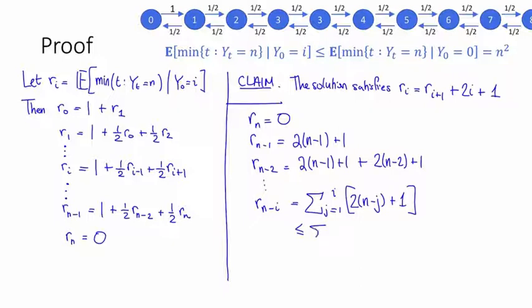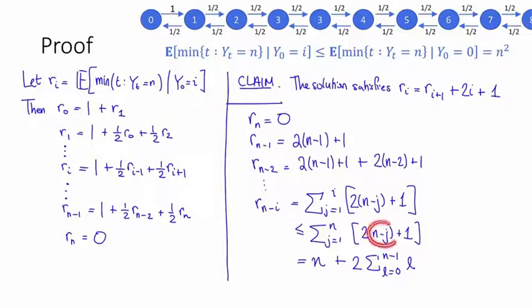This is at most the sum from j equals 1 to n of 2 times (n minus j) plus 1. And simplifying, this is equal to n, that's pulling out this one term here, plus 2 times the sum from L equals 0 to n minus 1 of L. And here I've switched the order of summation, so I've turned n minus j into an L. And I've changed the indexing from j going from 1 to n to L going from 0 to n minus 1.